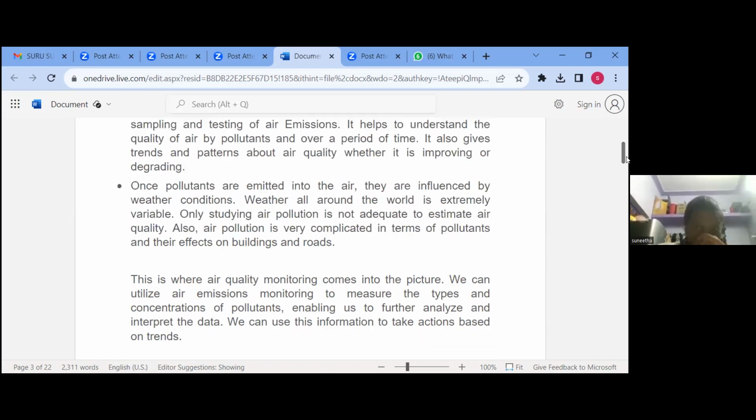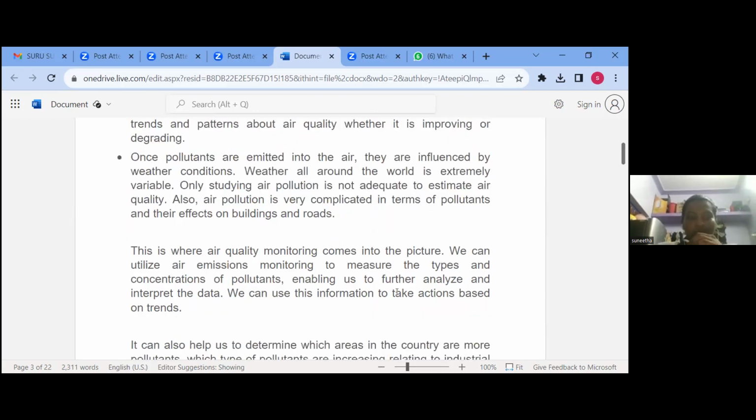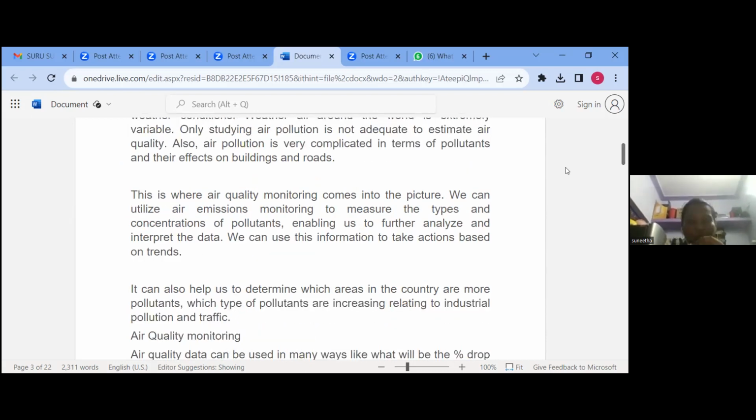Once pollution is measured, it can also help us to determine which area in the country is producing more air pollutants and which area is safe, and where we can take precautions to reduce the air pollution.